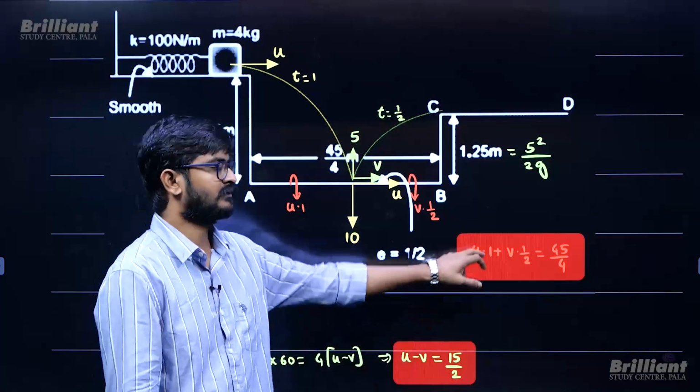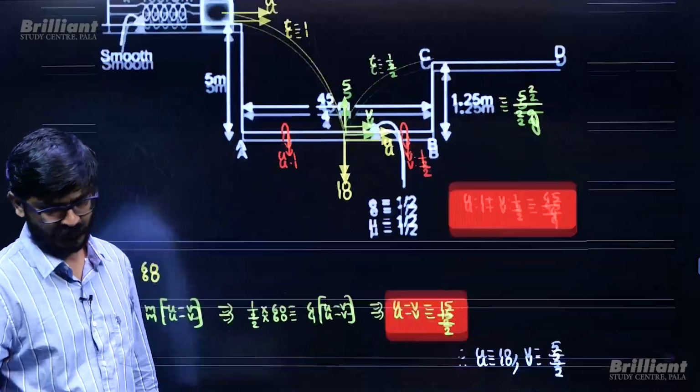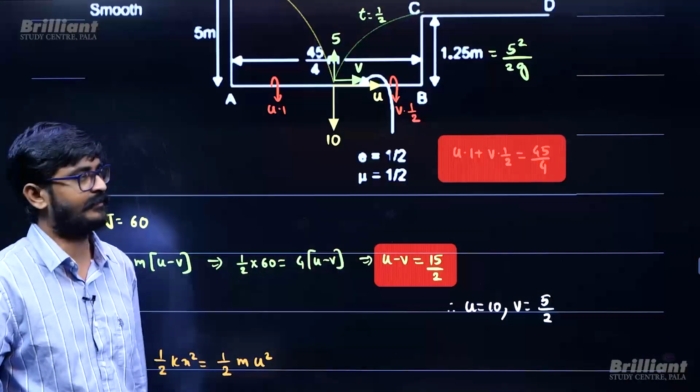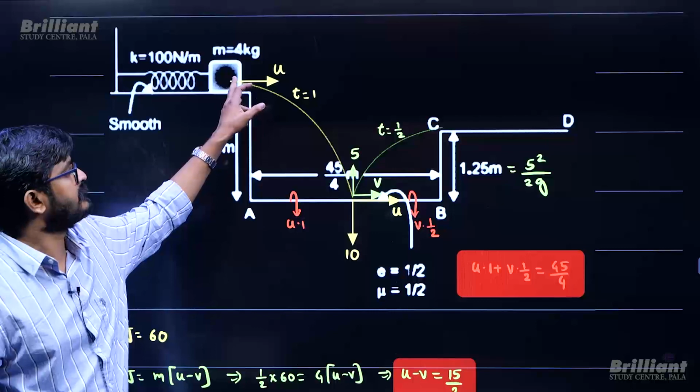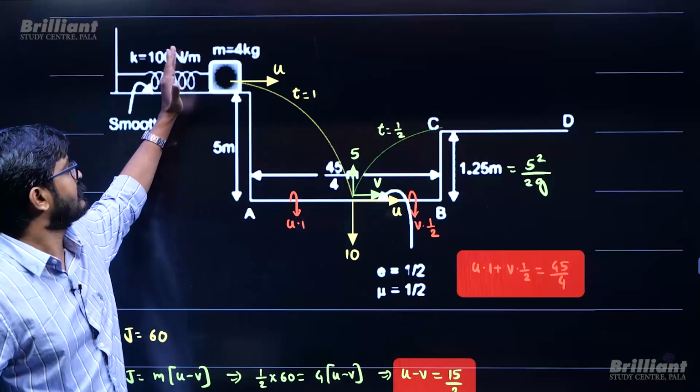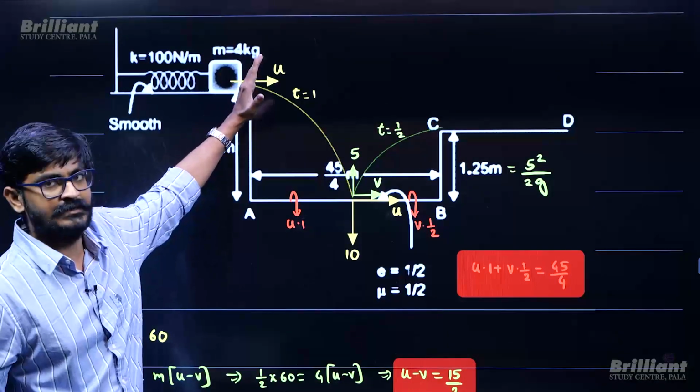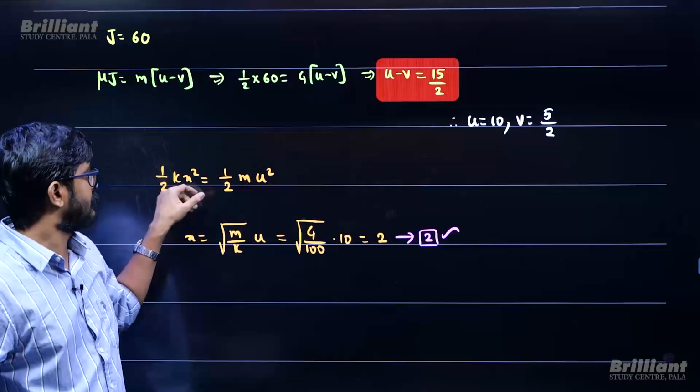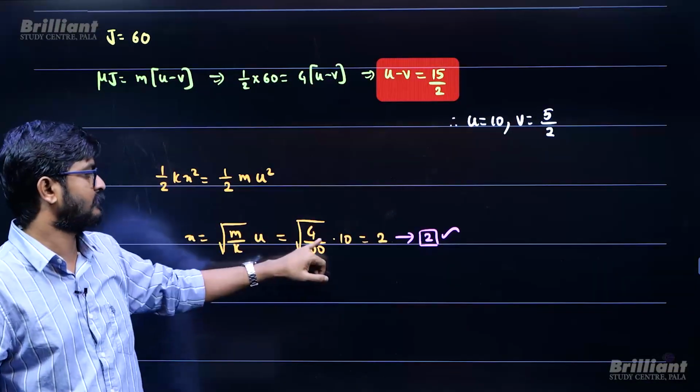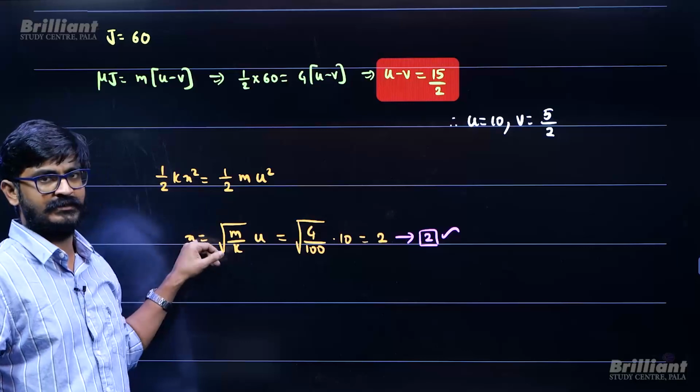So there are two equations, two unknowns, we need to solve for them. When you solve for u and v, you will get u is 10, v is 5 by 2. Now u is 10. Basically whatever potential energy of the spring was there, it is converting into kinetic energy when it is coming here. From there you can substitute the values and you will get what the compression in the spring was initially.